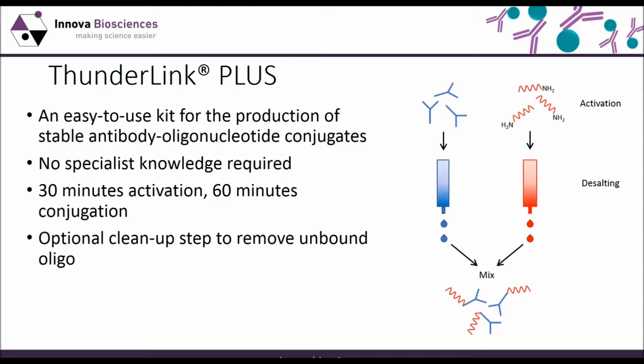The oligo is added to a vial of oligo activation reagent and the antibody to a vial of antibody activation reagent. Then both vials are incubated for 30 minutes at room temperature. During the incubation step, 2 desalt columns are washed. The activated oligo mix is passed through one of the columns, and the activated antibody mix is passed through the other. The antibody and the oligo are next incubated together for 1 hour at room temperature, and the conjugate is then ready to use. An optional cleanup step can be performed at this point to remove any unbound oligo, should this be necessary.